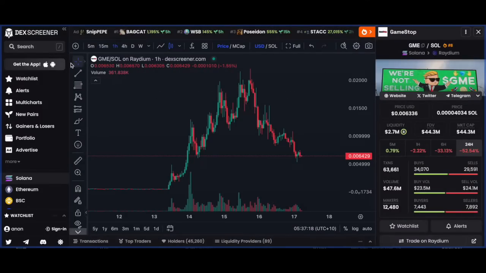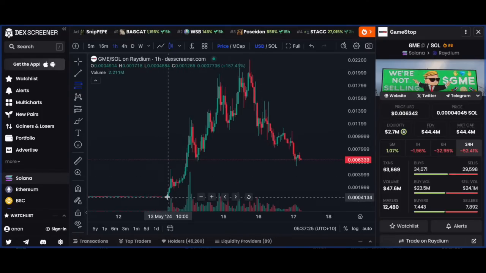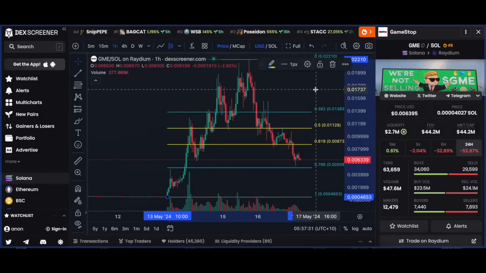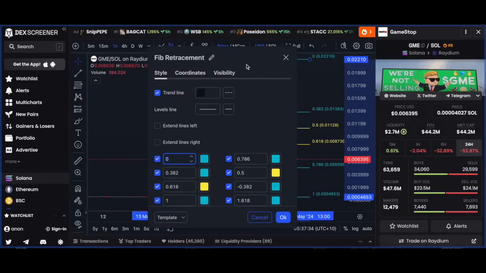But essentially what I'm looking for here is obviously the fib pullback. So we obviously pumped out of nowhere. You would take it from the position at which the low was previously, before we broke out. The way you draw that is just from the bottom all the way to the top. Make sure you have your fib settings already changed. This is what it looks like.